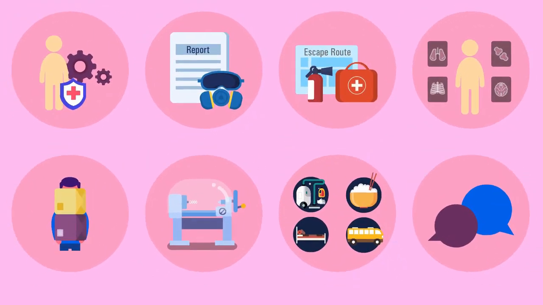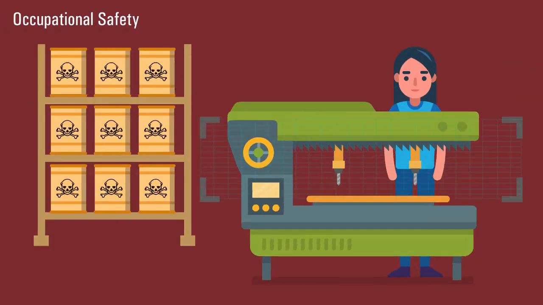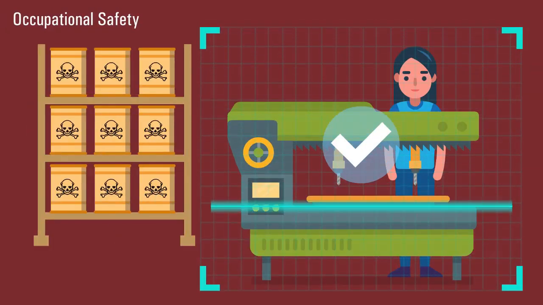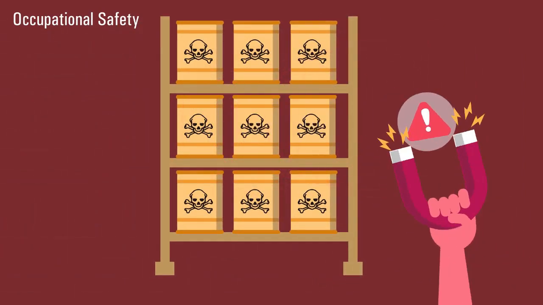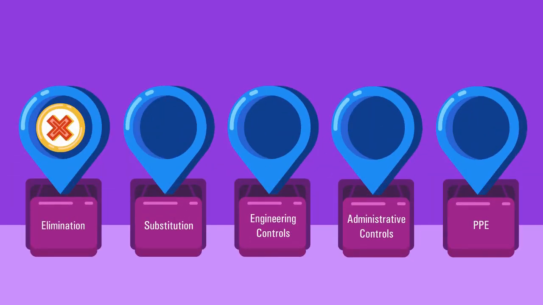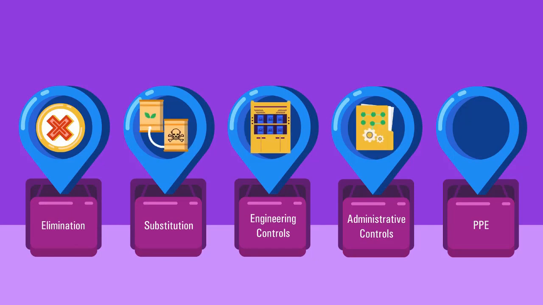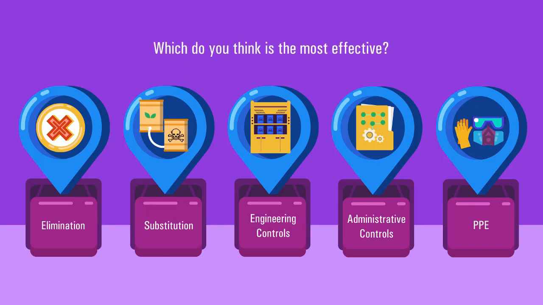First is occupational safety. Employees have a right to work in conditions that are free of known hazards. To manage risk, you need to identify, assess, and control every hazard in your facility. There are 5 ways to control hazards: elimination, substitution, engineering controls, administrative controls, and personal protective equipment, or PPE. Which do you think is the most effective?